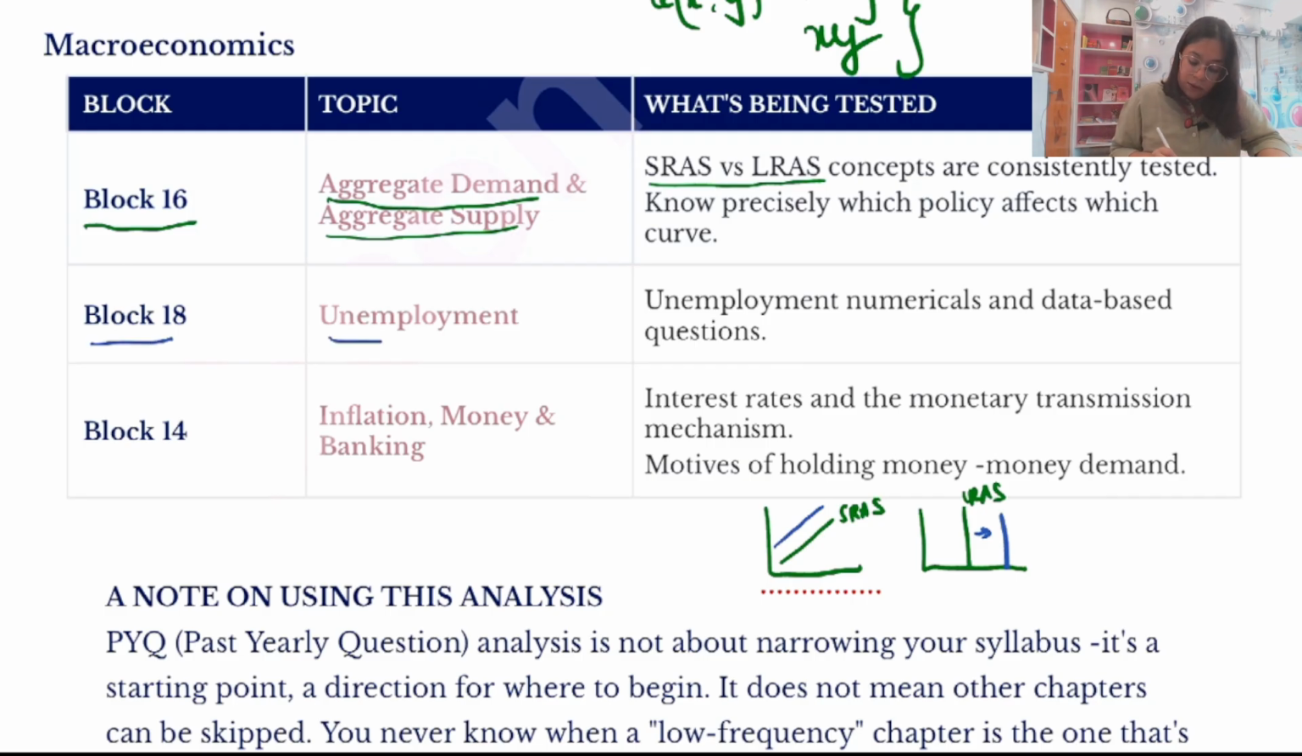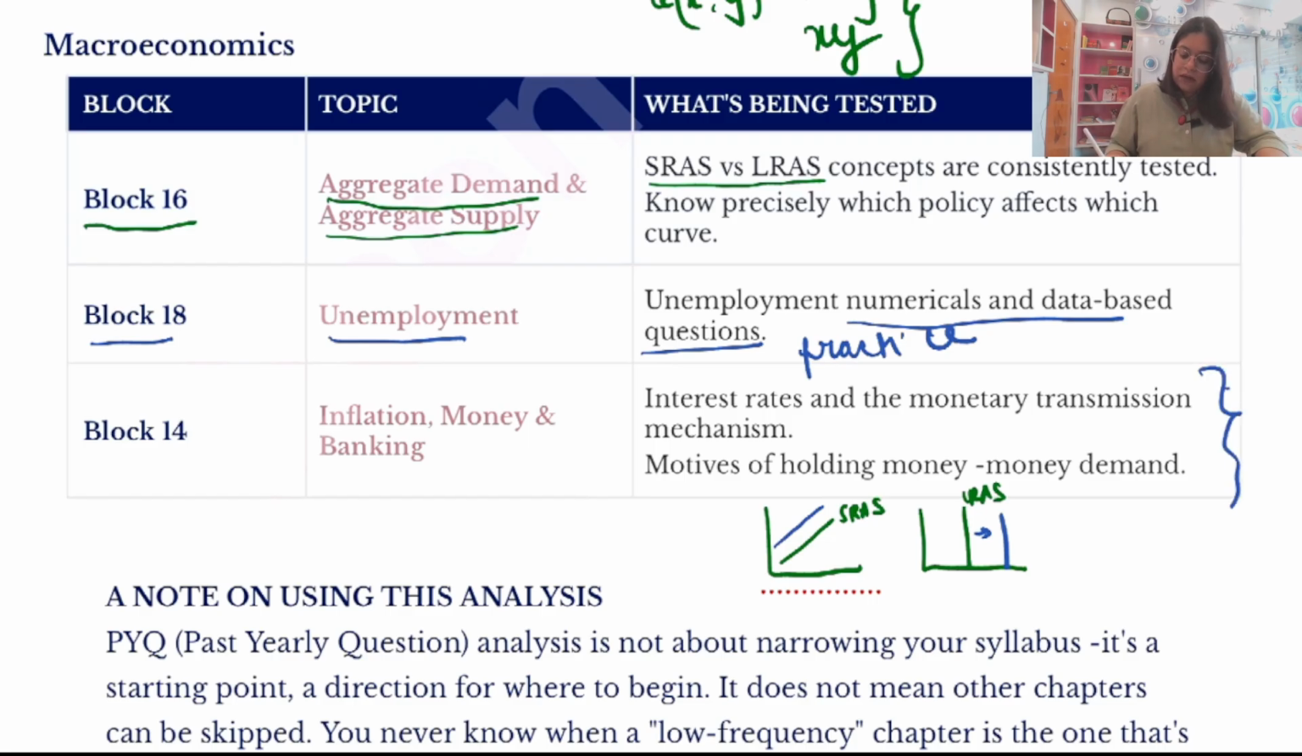Block 18, unemployment, numericals and data based questions. They are not very tough, but they do indeed need a lot of practice. And last one, block 15, inflation and money and banking. You should be very clear with how monetary policy works and why people hold money, and different motives of holding money is something which appears a lot.